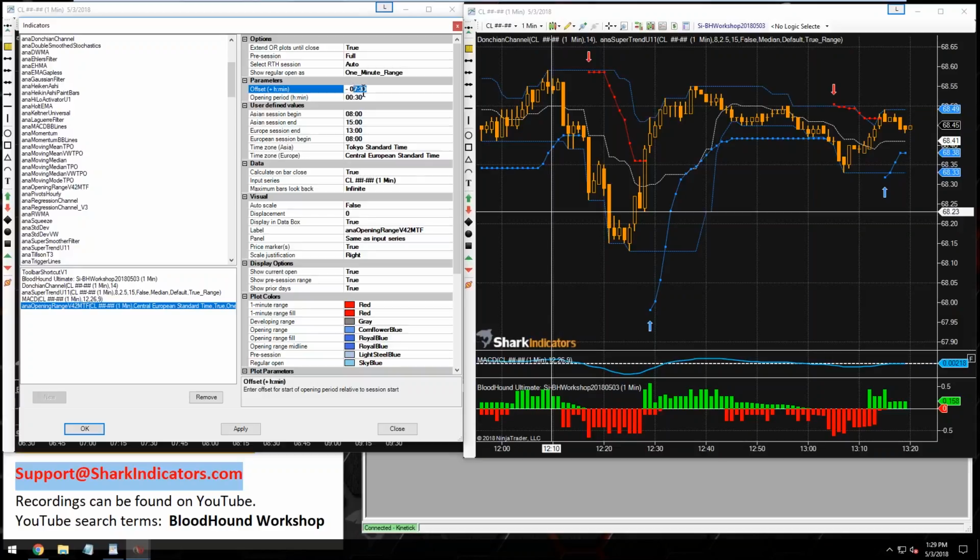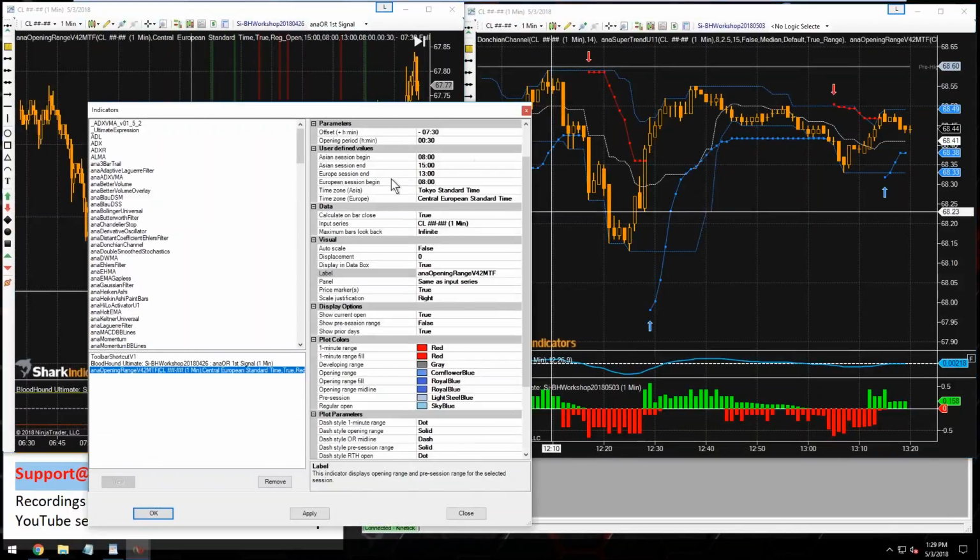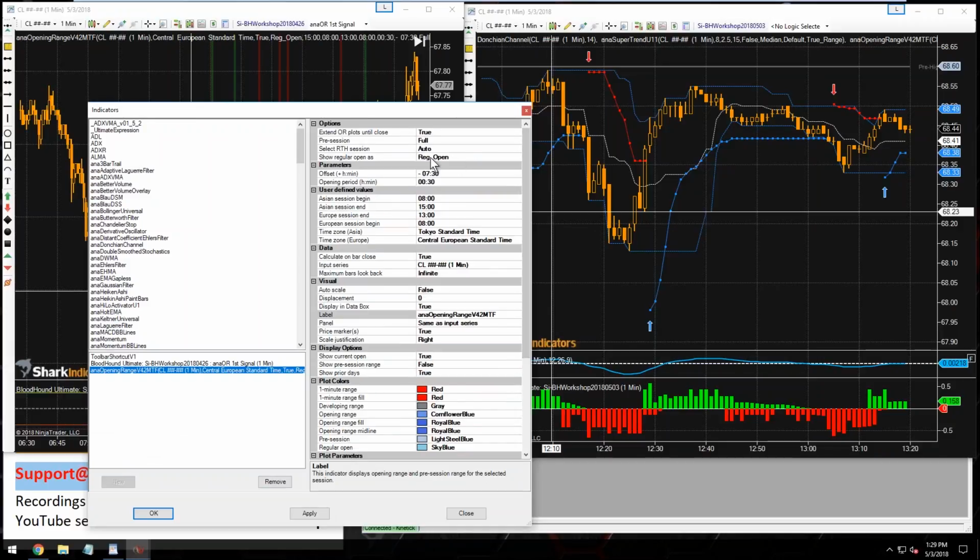For me, Mountain time has a -7 UTC offset value. And the market opens at 9:30 Eastern time, so that's why it says 7:30. So that's the offset for me. We're just using the default opening period of 30 minutes. So I think that's all I needed. Let's see. Oh no, regular open. Okay, yeah, I had a regular open.